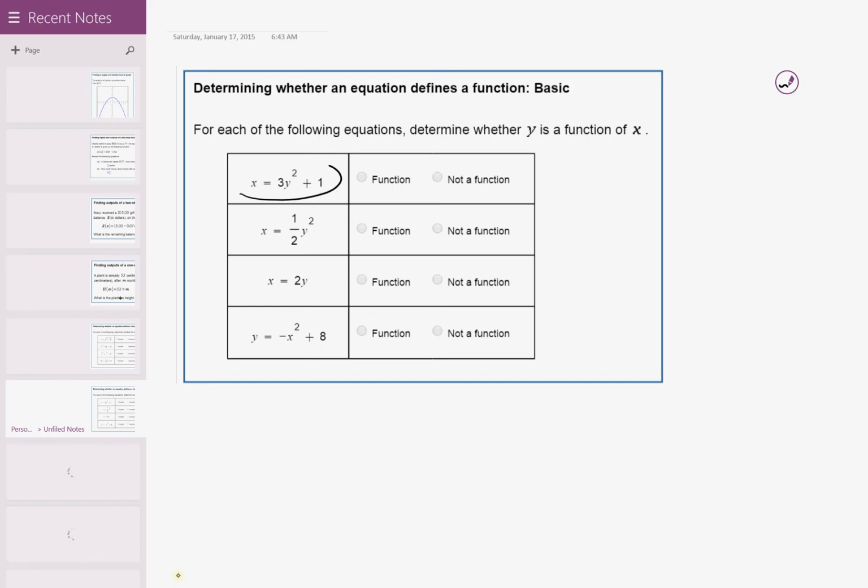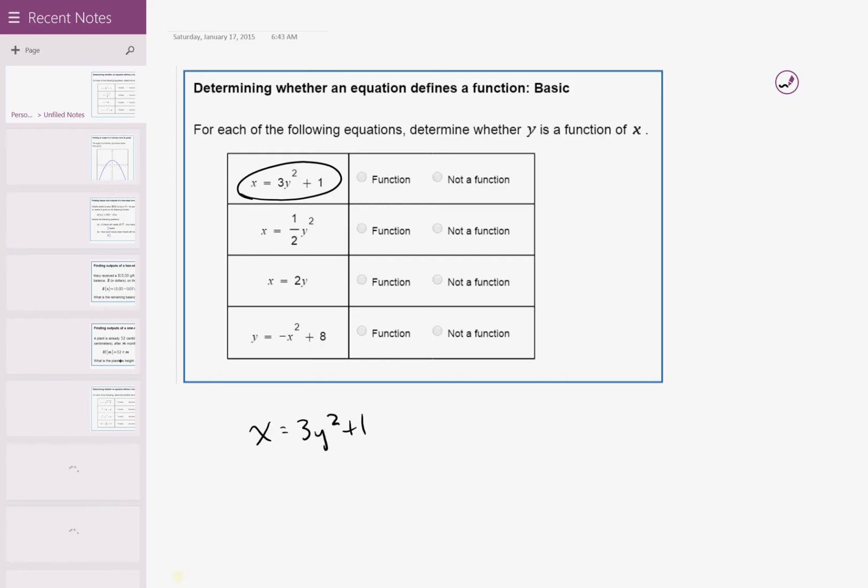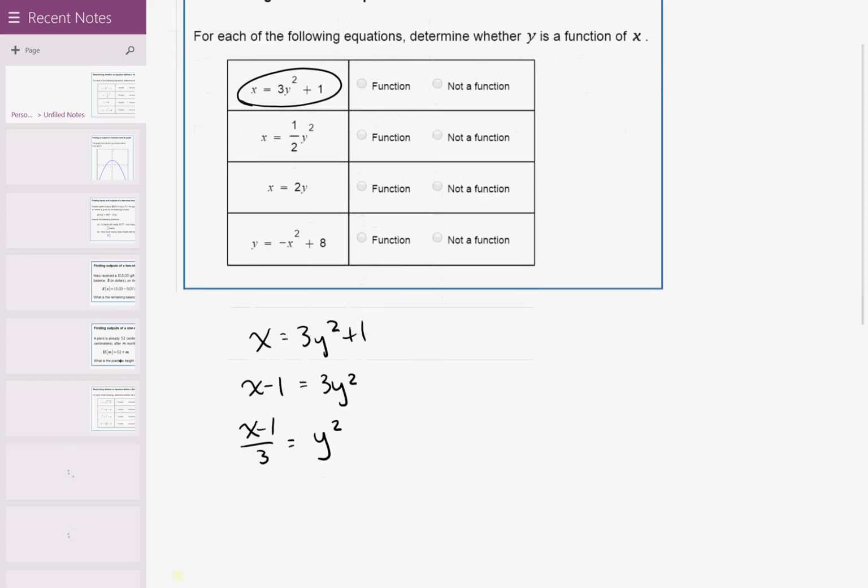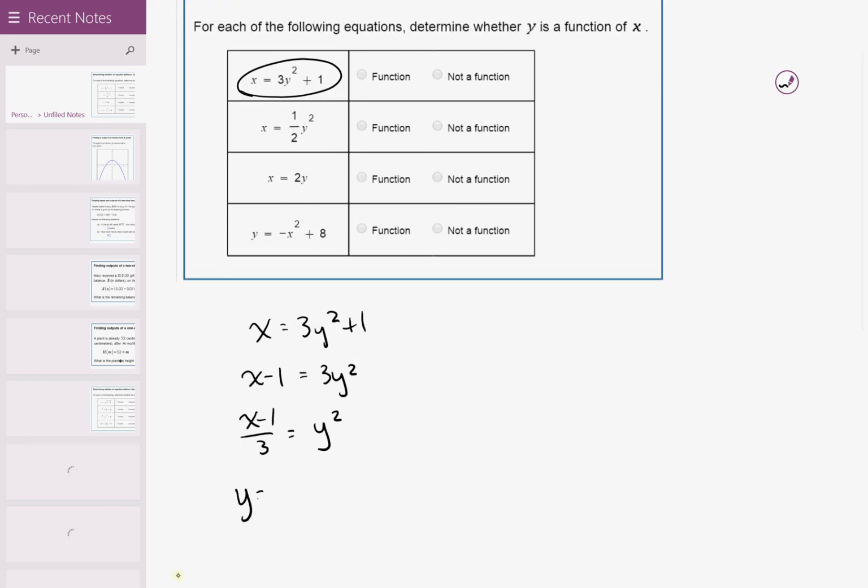Okay. So in the first example, I have that x is equal to 3y squared plus 1. If I subtract 1 from both sides, I get x minus 1 is equal to 3y squared. Divide by 3, (x minus 1) over 3 is equal to y squared. And when I take the square root of both sides, I get that y is equal to positive or negative the square root of (x minus 1) over 3. And that is not a function because that's two solutions, not one.